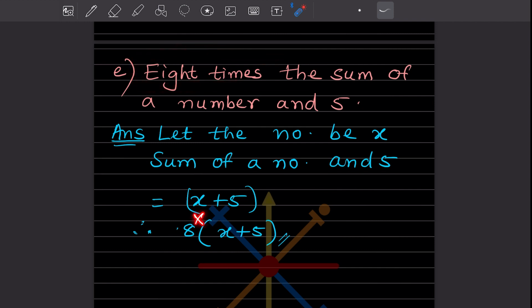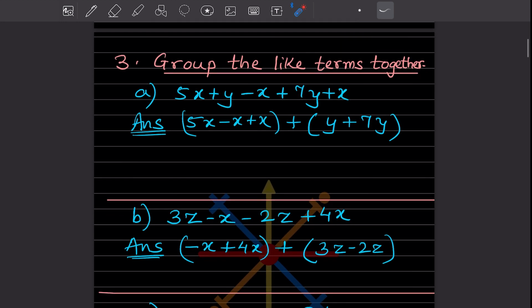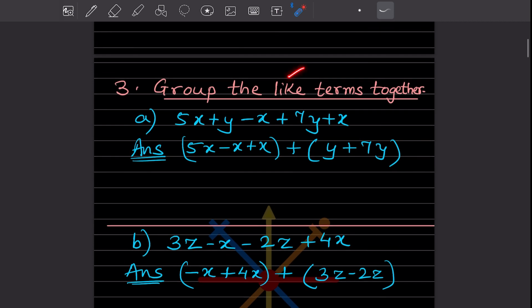So 8 times, this is over here, 8 times the sum of a number and 5. So this is the answer. Next one is, they say group the like terms together. So like means same. Okay, so now what are these ones?